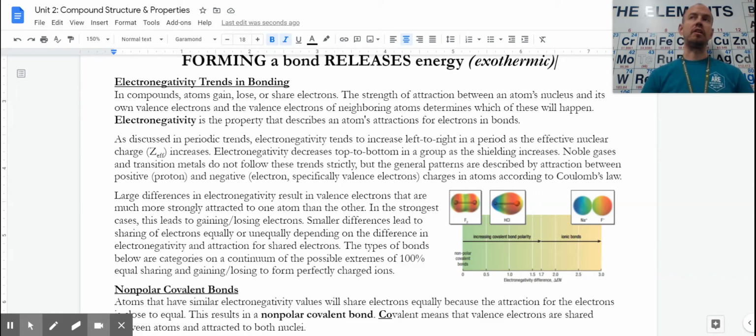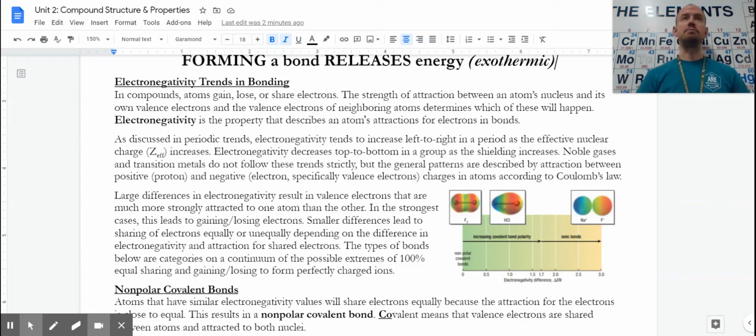So the trend for this connects with Zeff and shielding by looking at electronegativity. We saw on the periodic table in general going left to right, electronegativity increases. Going bottom to top, it increases. So our top right is our highest attraction or electronegativity. The bottom left is the lowest attraction and electronegativity. So when we look at that, we're not just looking at an individual atom's electronegativity, but differences in electronegativity.